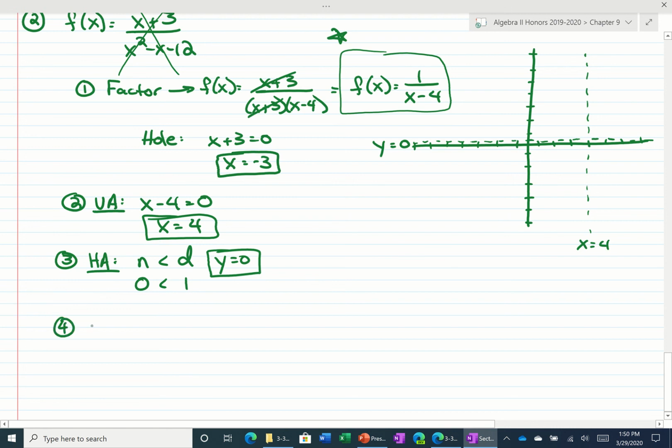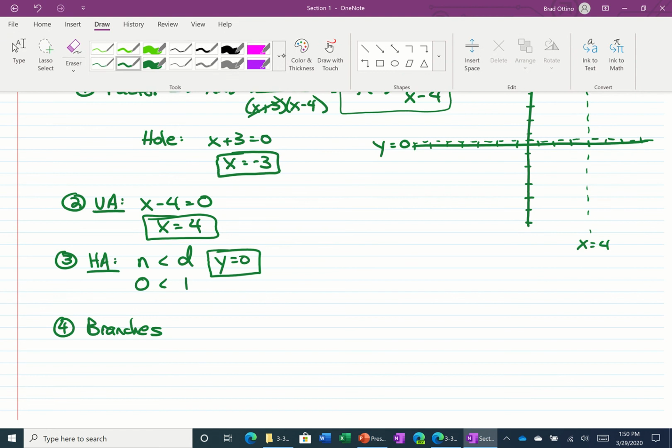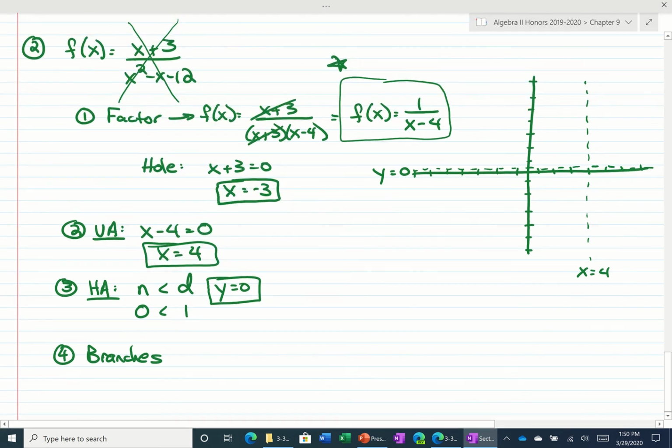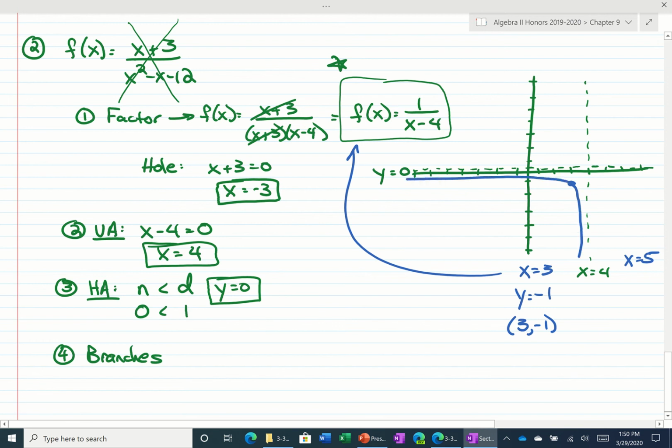And then my last step to figure out the branches, I'm going to pick values to the left and right of each vertical asymptote. The vertical asymptote is 4, so I'm going to plug in 5. I'm going to plug in 3, and I'll plug them into my simplified version. If we were to plug 3 in, we'd get 1 over negative 1, which means the point (3, -1) is on this new graph. And we're going to approach the asymptotes. If we plug in 5, 1 over 1 gives us (5, 1) on the graph. Get close to the asymptotes.